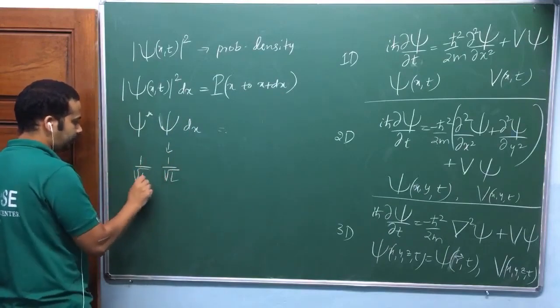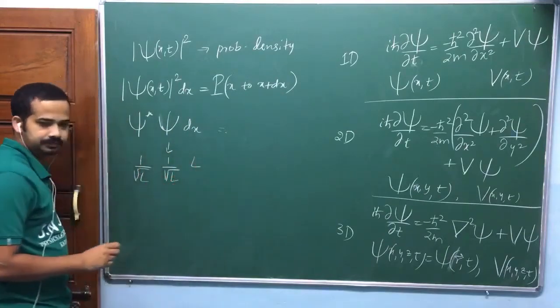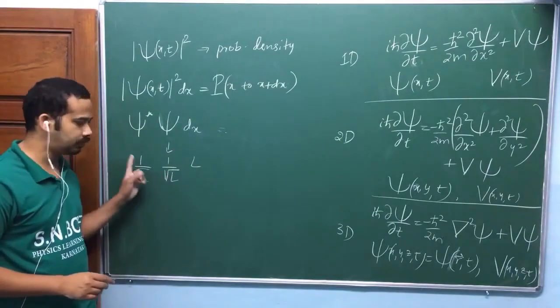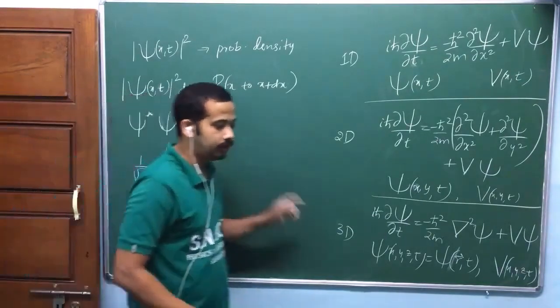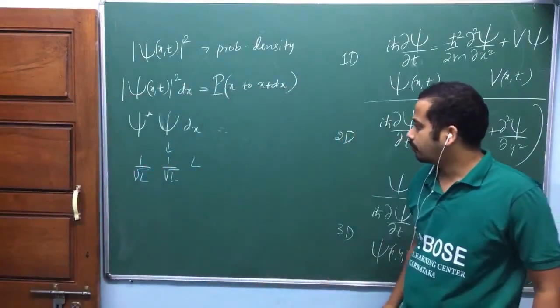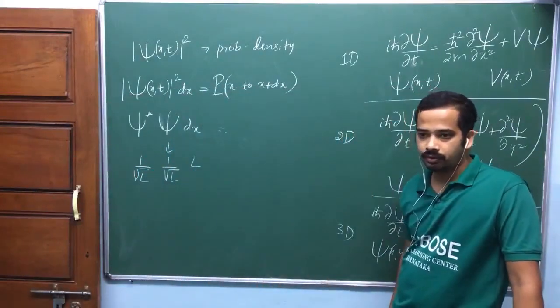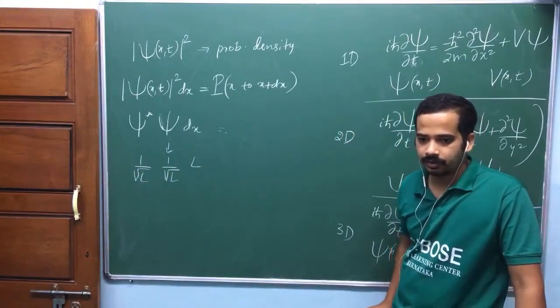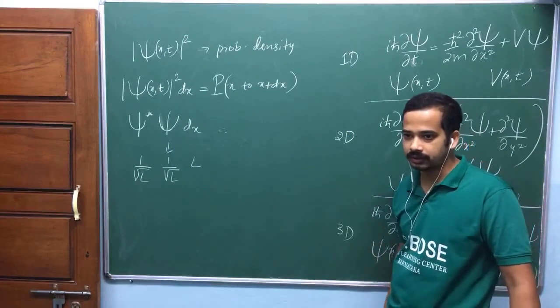1 by root L. Why? Into L. This has a length dimension, am I right? 1 by root L, 1 by root L. That's why in case of one dimension, what is the dimension of the wave function? 1 by root of length. Is that okay? Quickly, I hope you got the idea.